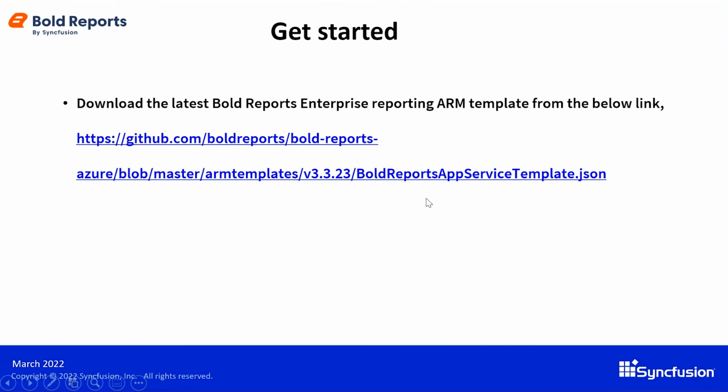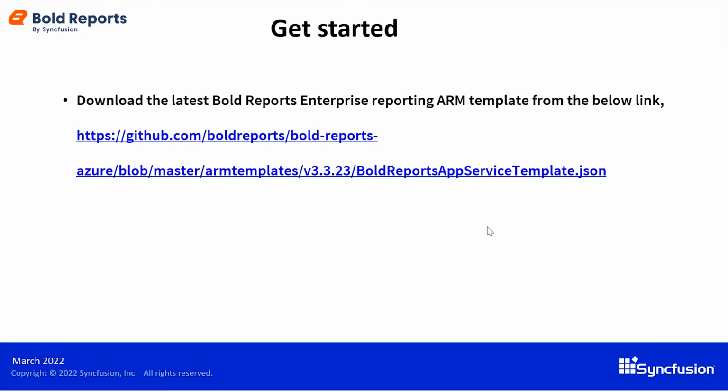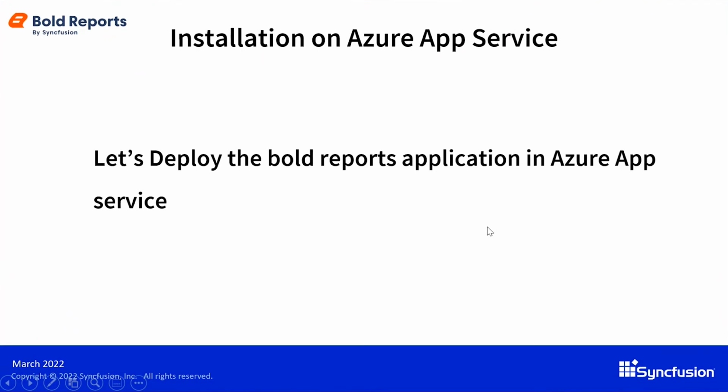Now we are done with all the necessary requirements for deployment. Time to start with the installation. We have to download the ARM template file. It can be downloaded from our Bold Reports GitHub branch through the link mentioned in the slide. Let's dive into the installation demo now.